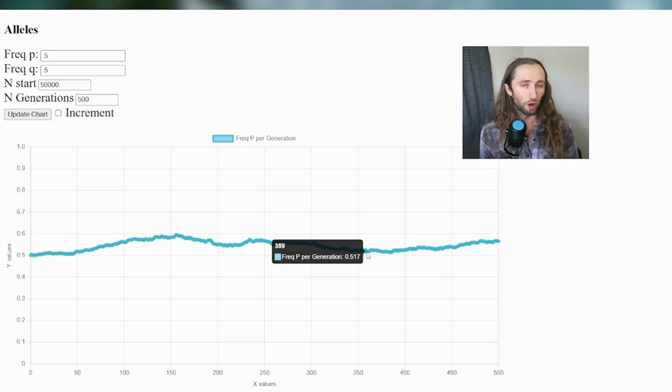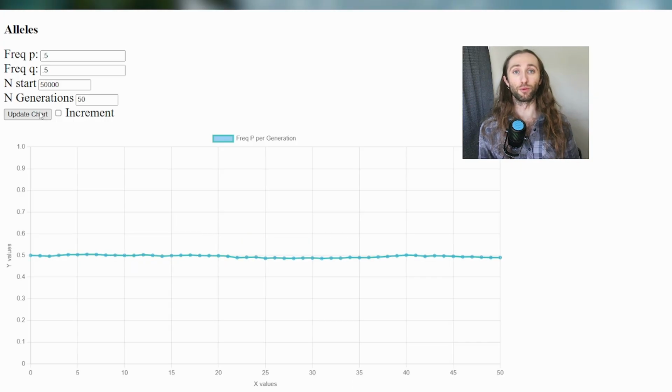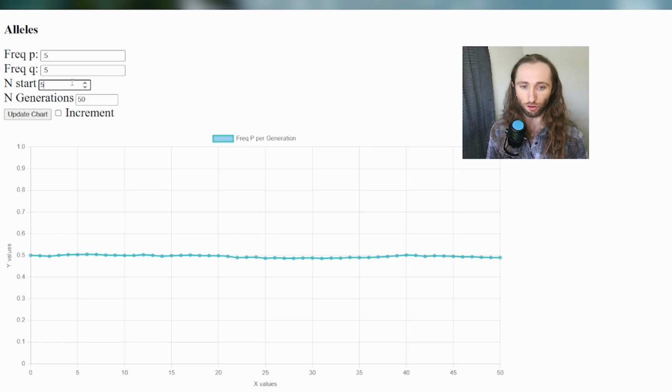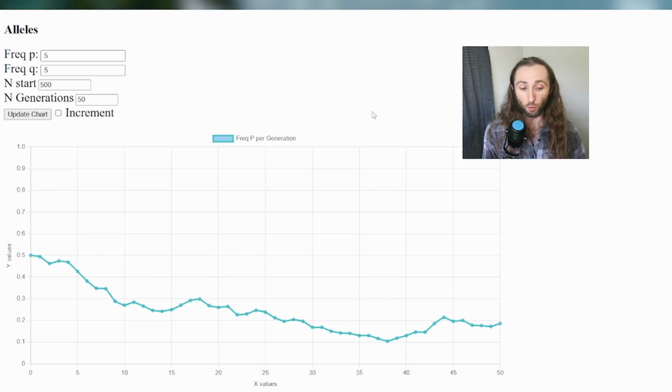But what happens when we have a small population? So I reset the graph to when it was 50,000 individuals and 50 generations. Again, we're starting at the 0.5. All we're going to do is we're going to change the population size. So instead of 50,000 individuals, let's make it 500 individuals. What do we expect to see? Well, we see considerably more variation.